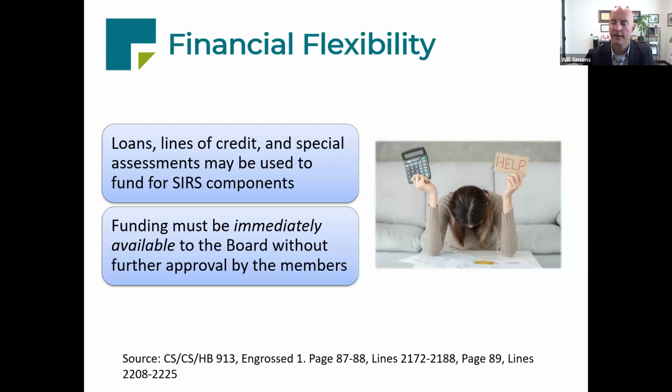But there's an important caveat. That funding must be immediately available to the board without further approval by the members. So in other words, a board can't just say, you know what, we'll cross that bridge when we come to it.